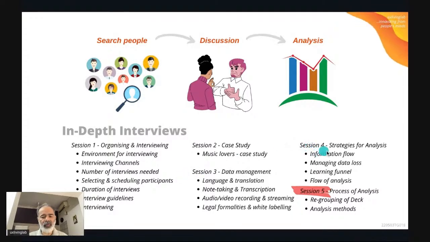Session 4, last week, we discussed strategies for analysis. That's information flow, strategies for managing data loss, learning funnel, and how to analyze. These are the strategies we discussed last week. And today we are discussing the process of analysis. That's a regrouping of deck and analysis methods.